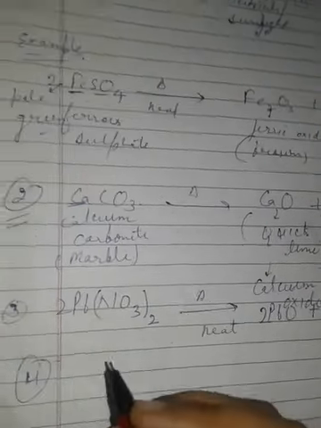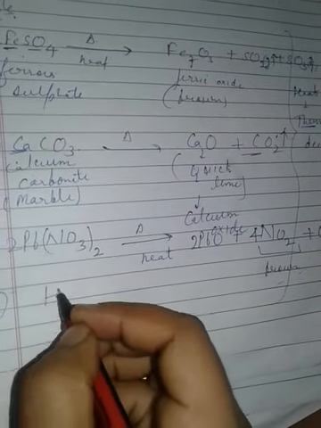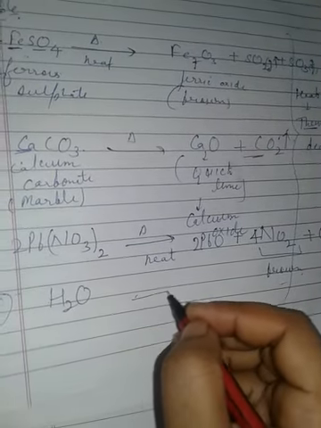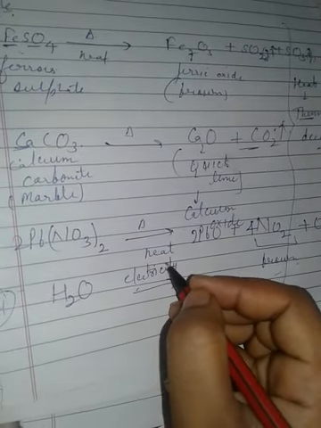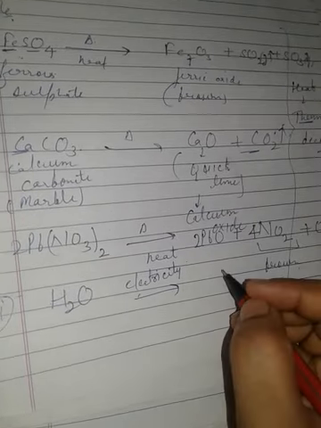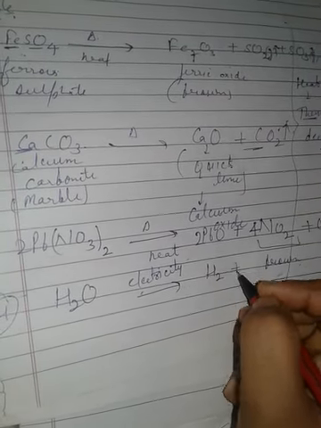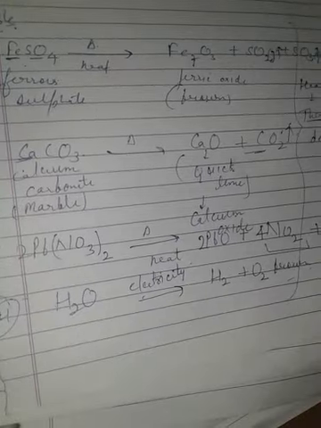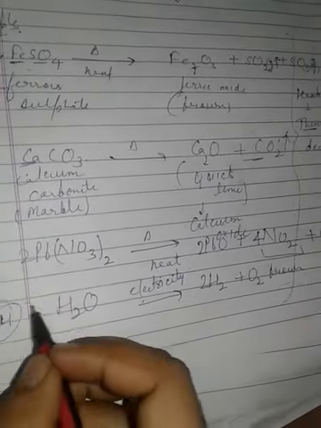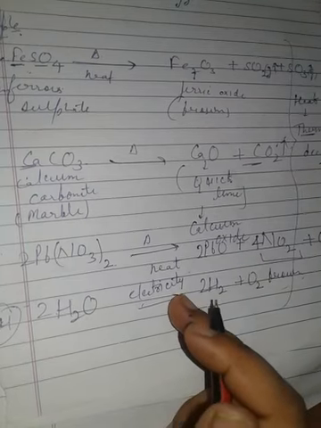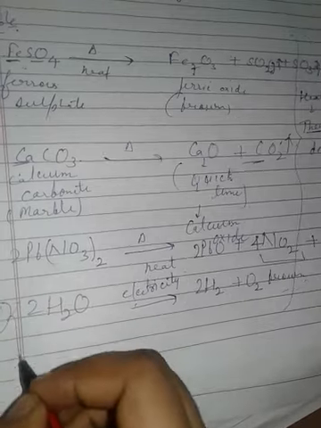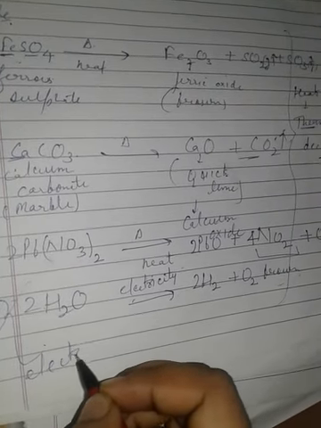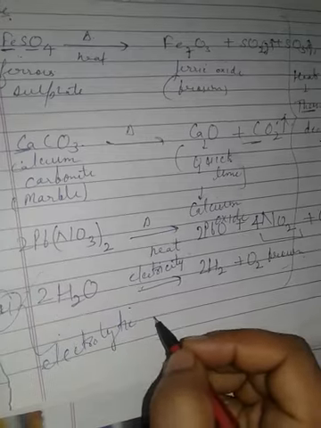Now one more example is the decomposition of water. This is water. If we have to decompose water, then what we have to supply is electricity. When we supply electricity, it will decompose to yield two gases, hydrogen and oxygen, in the ratio 2:1. A decomposition brought about with the help of electricity is known as electrolytic decomposition.